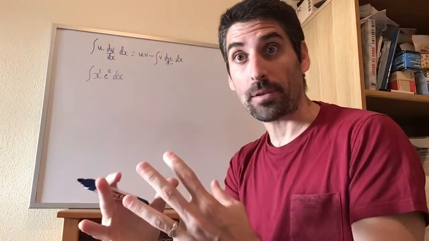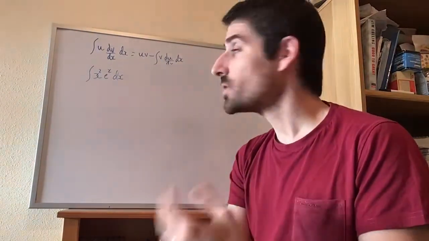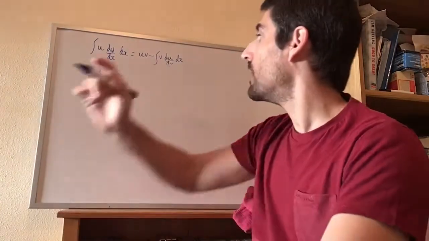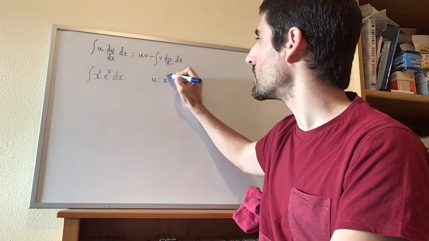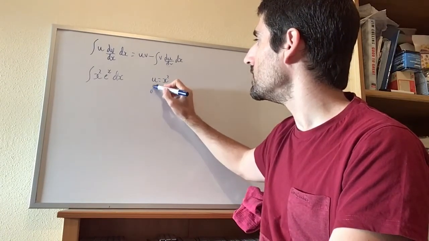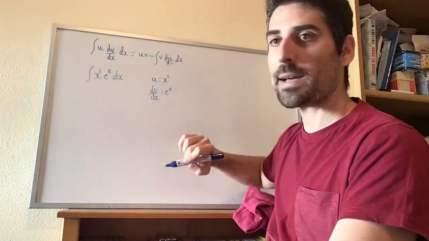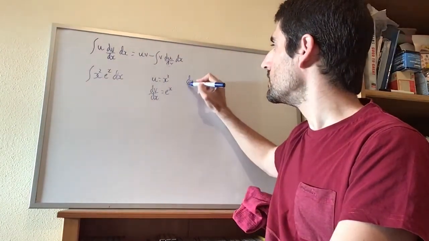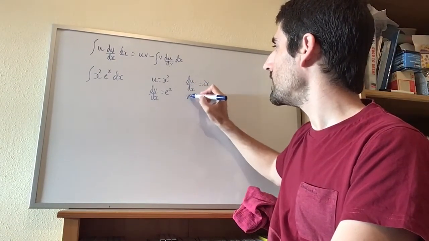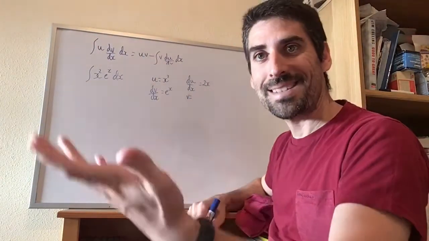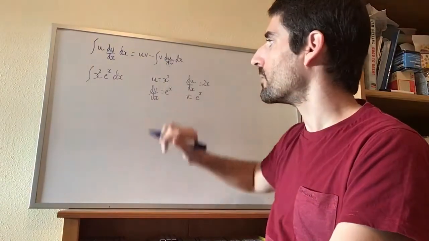So I've got a product of functions. One of them is an exponential, one of them is a power of x. So if you remember the recommendation, u is going to be my x squared, and then dv over dx is going to be e to the x. I find du over dx, which is 2x, and I find v, so the integral of e to the x is enough, e to the x. So now apply the formula.